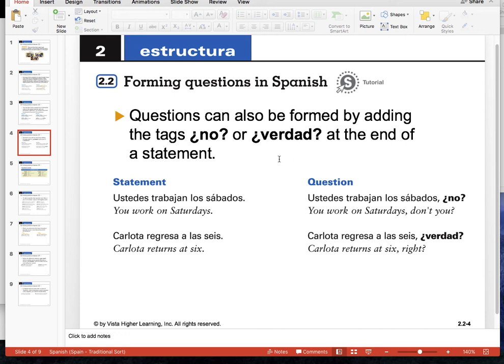You can also add the tags no or verdad at the end of the statement to indicate that it's a question. So look here, ustedes trabajan los sábados, the statement. As a question, the inflection or the pitch is the same. Ustedes trabajan los sábados, with a slight pause, no, and then the voice goes up. So that would sound like, ustedes trabajan los sábados, ¿no? Look at this example. Carlota regresa a las 6. Carlota regresa a las 6, ¿verdad? So again, there's a little up pitch to make your listener know that it's a question. So, ¿no? ¿Verdad?